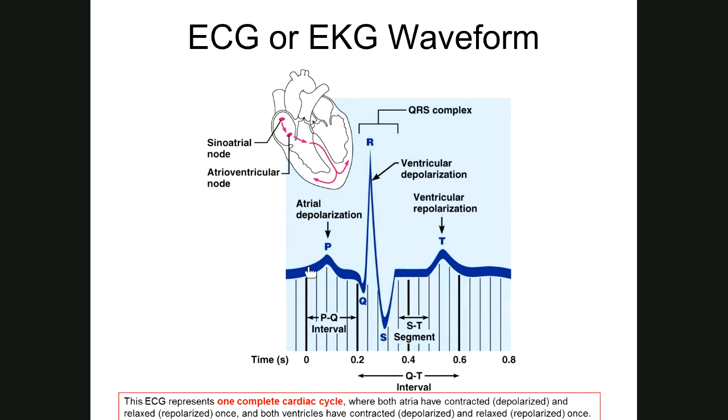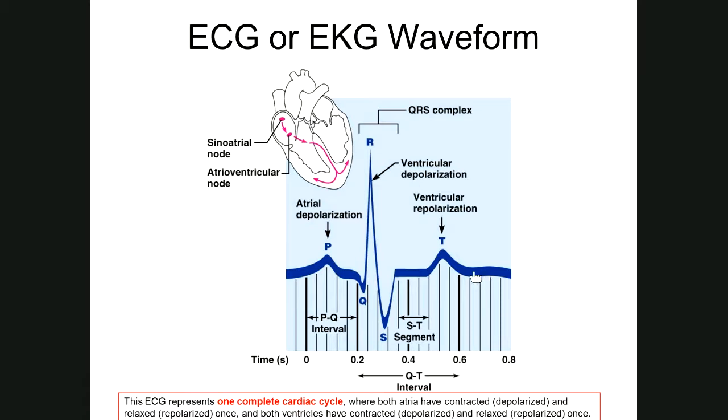The P wave is atrial depolarization. They're contracting and forcing blood into the ventricles. The QRS, the ventricles are contracting and forcing blood out of the heart. And then the T wave, the ventricles are relaxing to be refilled again.